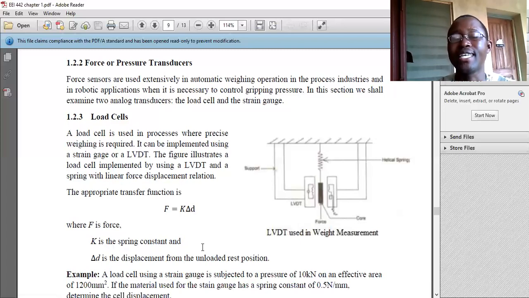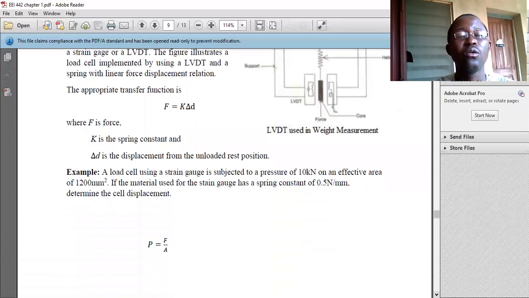When there is no load attached to this helical spring, the spring has a length. But when a load is attached, you will discover that the load will pull the spring and extend it. So we now have a displacement from the resting position to the position the load extends the spring to, and that is what gives delta D in this formula. So we have an example to demonstrate this calculation.